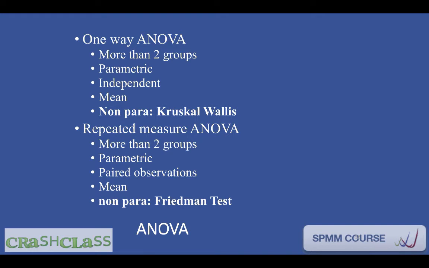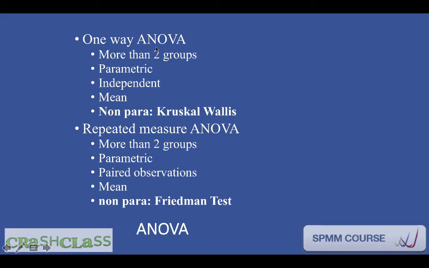ANOVA is used whenever you have more than 2 groups. You can also use ANOVA for just 2 groups. Nothing stops you from doing it. But usually we use ANOVA if we have more than 2 groups. Okay, so ANOVA, just like the t-test, is a parametric test, with independent observations for one-way ANOVA, and the mean is compared. So: mean comparison, independent, parametric, more than 2 groups, ANOVA.